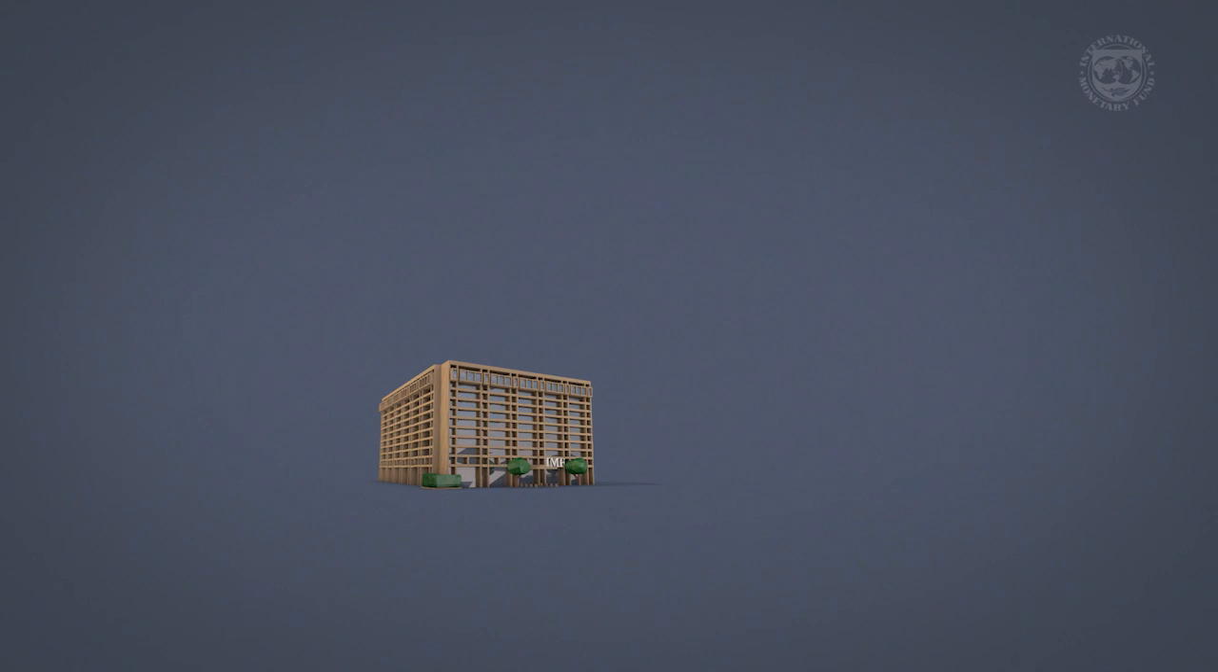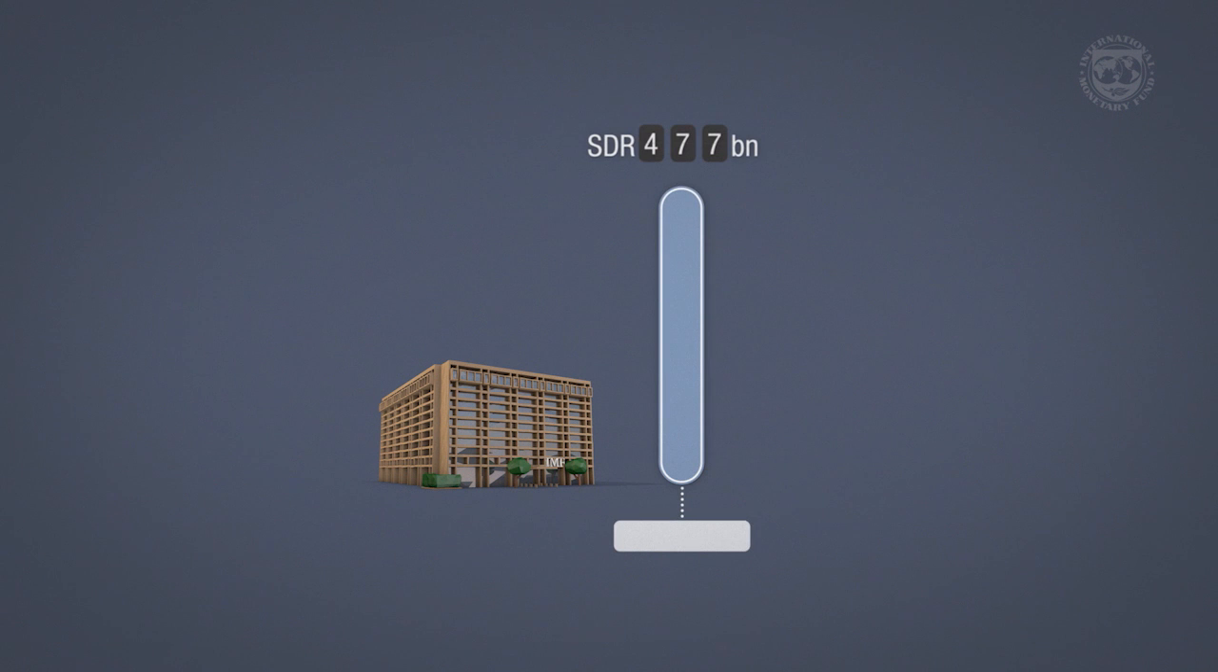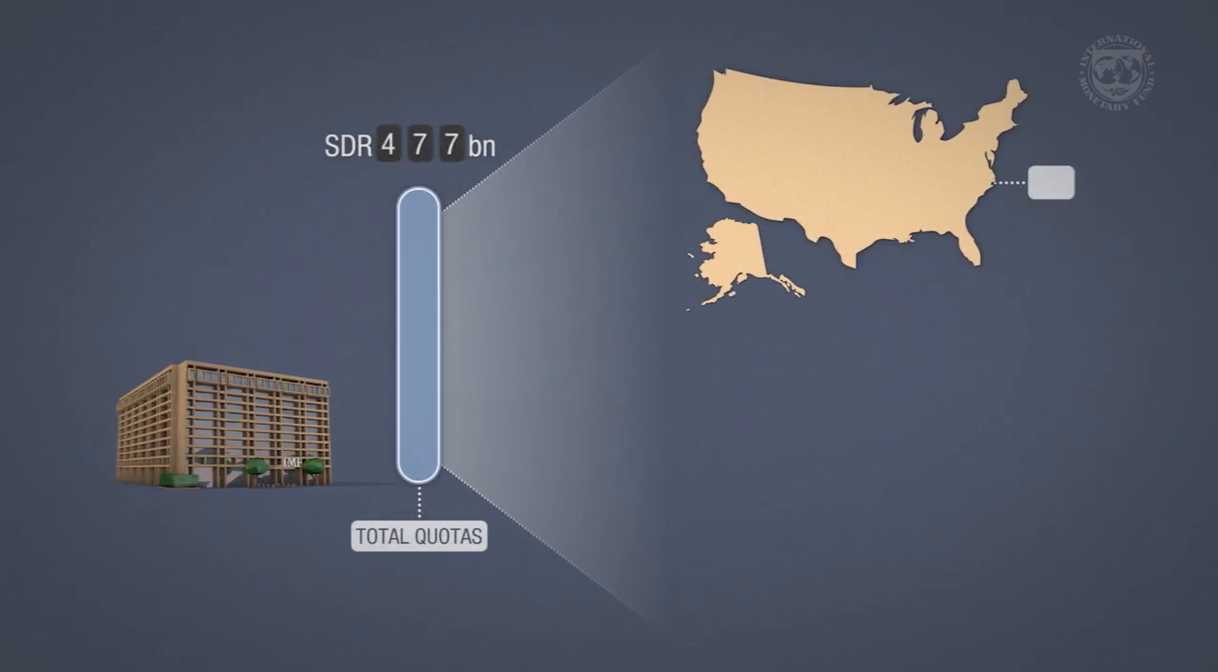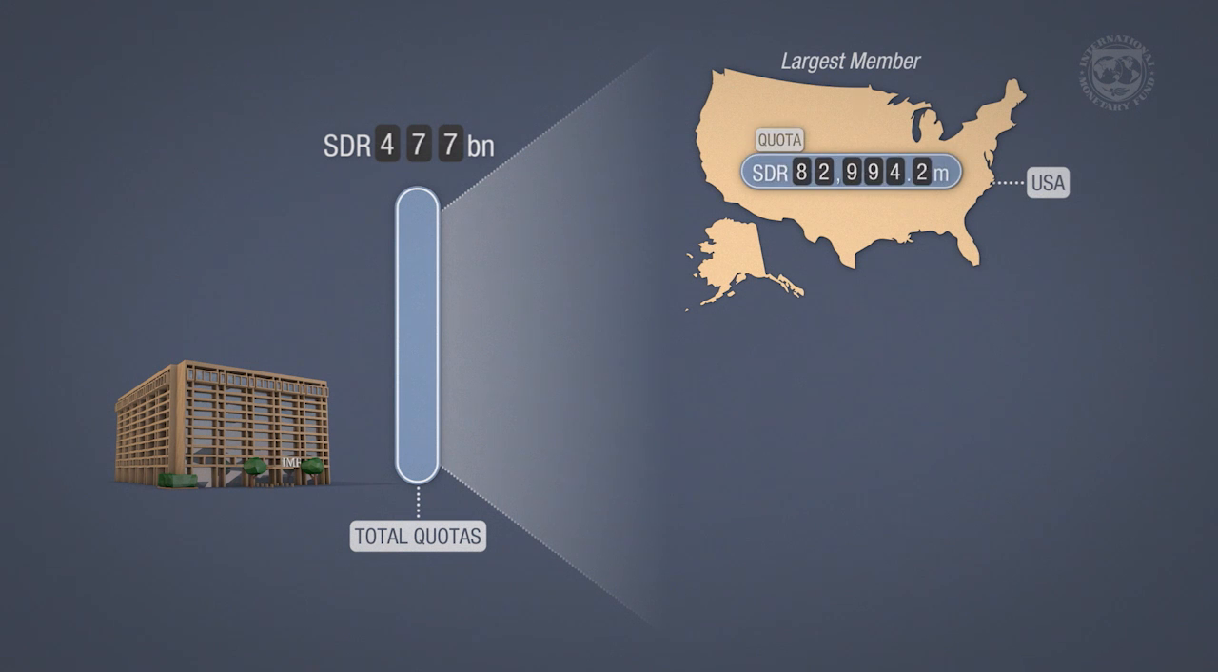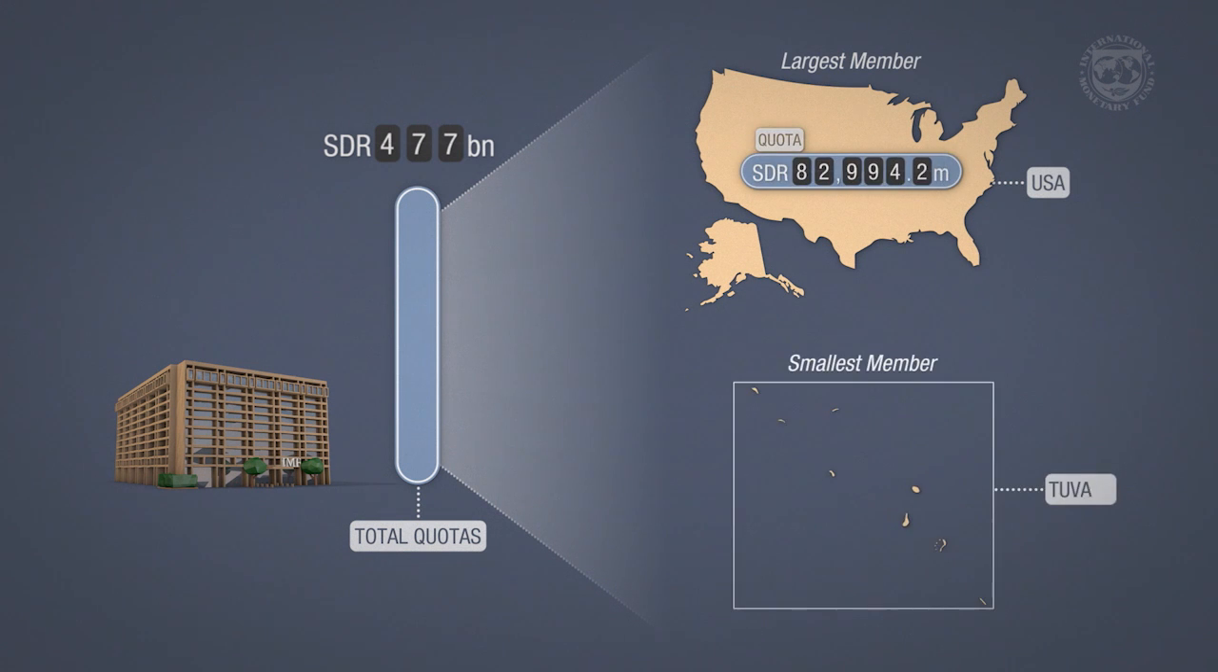The total quotas of IMF members amount to about SDR 477 billion. The United States is the largest member with a quota of SDR 83 billion. And Tuvalu is the smallest member with a quota of SDR 2.5 million.